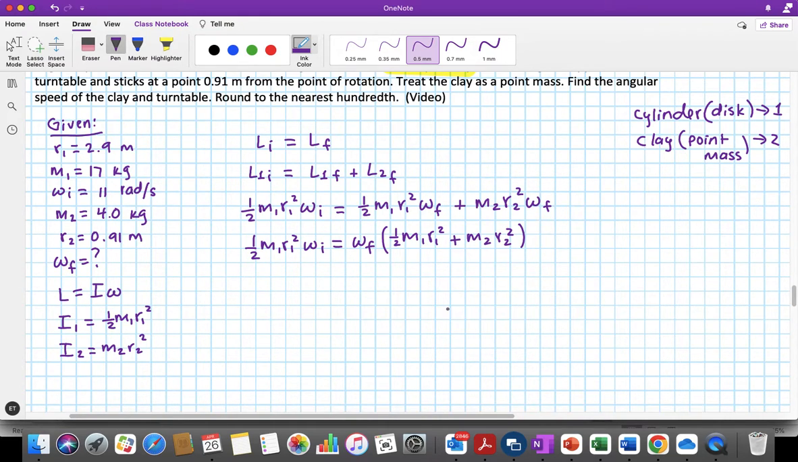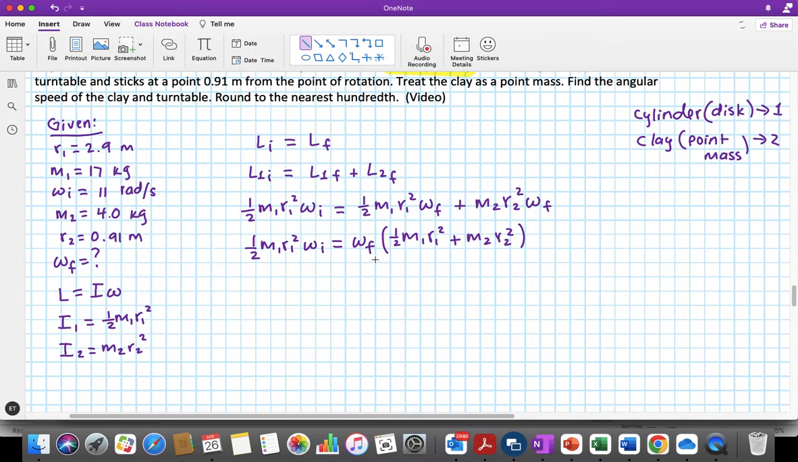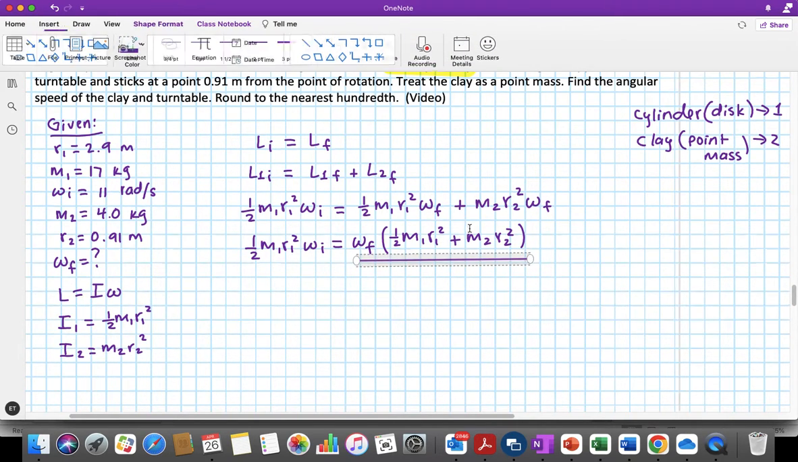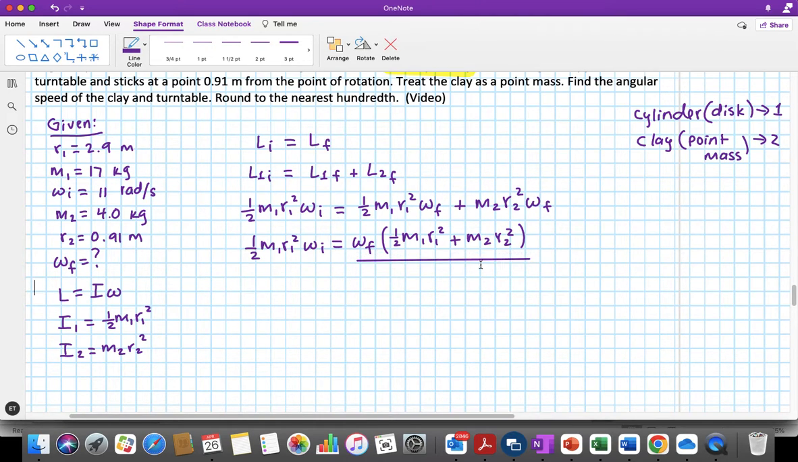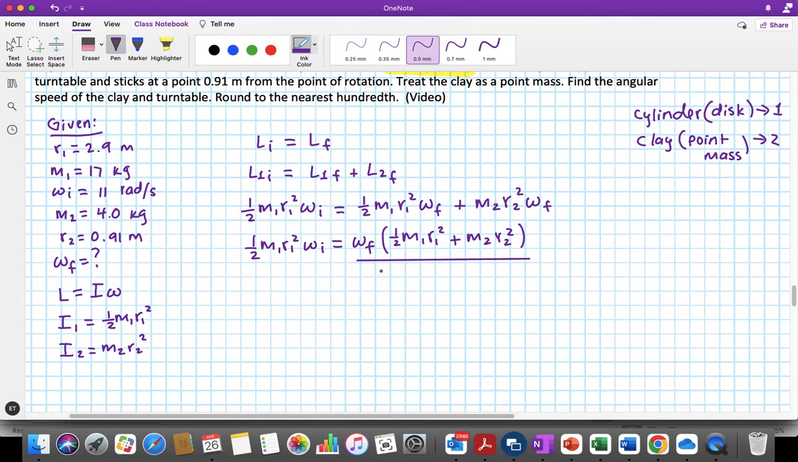Now all we have to do is solve for omega final. Whatever this is, it's going to be a number eventually, so do treat it as such. So let's just divide by this whole thing right here. I'm just going to write it again once. So m1 r1 squared plus m2 r2 squared. Whatever you do to one side, you should do it to the other. I'm going to copy.